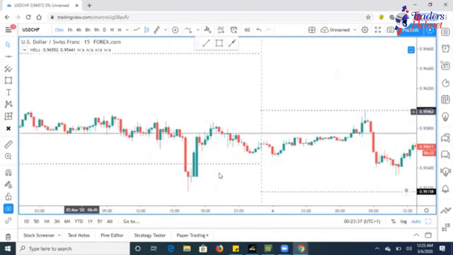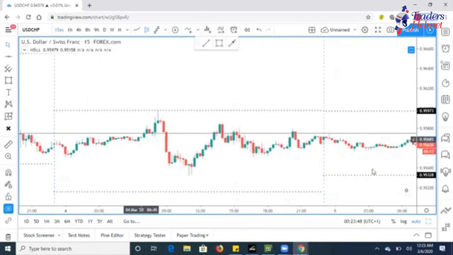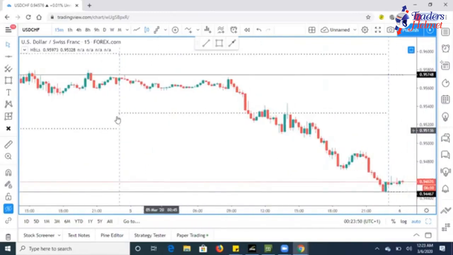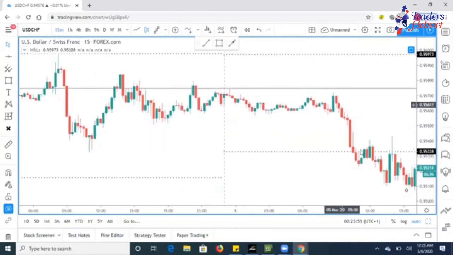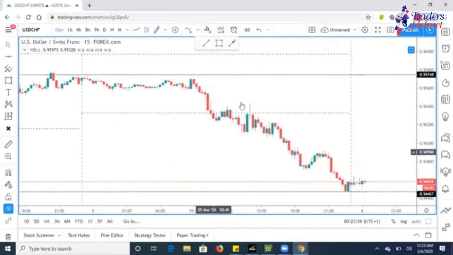But what we're trying to do here is just understand the nature of price, right? This was the lowest point yesterday. Price traded above it, then dropped. The lowest point yesterday, price traded above it because we're in a downward trend. Price traded above it and dropped, right?